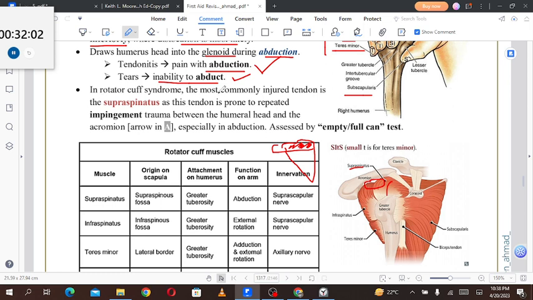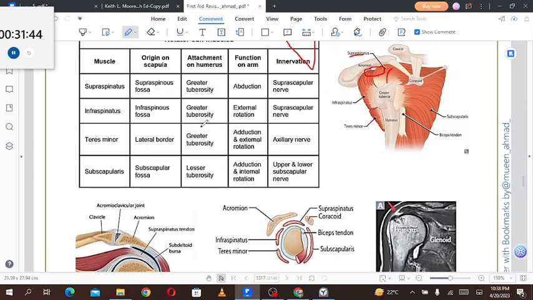In rotator cuff syndrome, the most commonly injured tendon is that of the supraspinatus, as this tendon is prone to repeated impingement trauma between the humeral head and the acromion, as shown by the arrow over here, especially in abduction, assessed by the empty or full can test. So there are empty or full can tests.